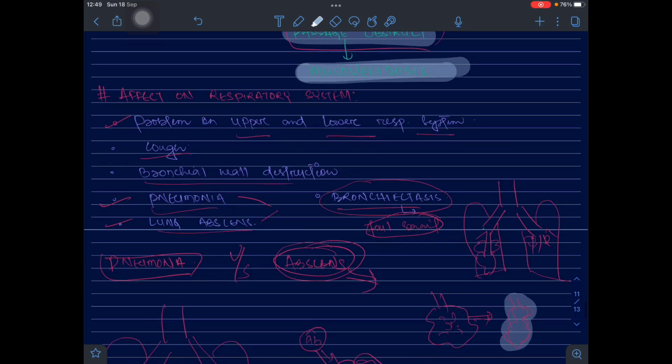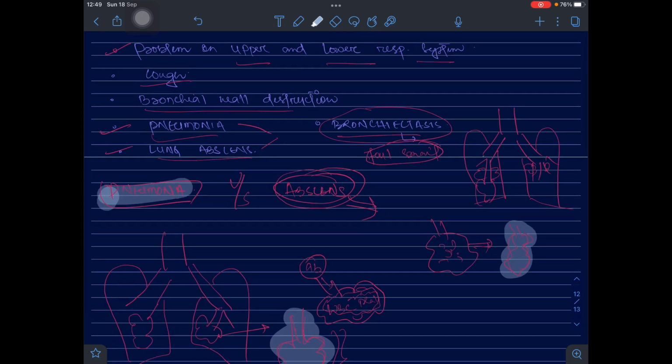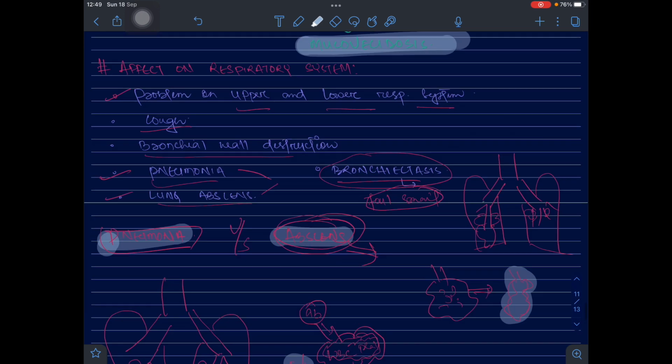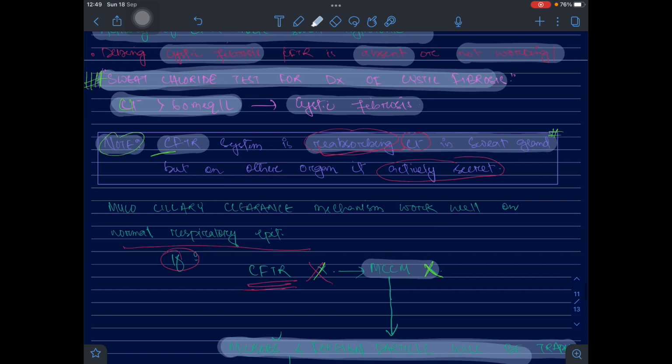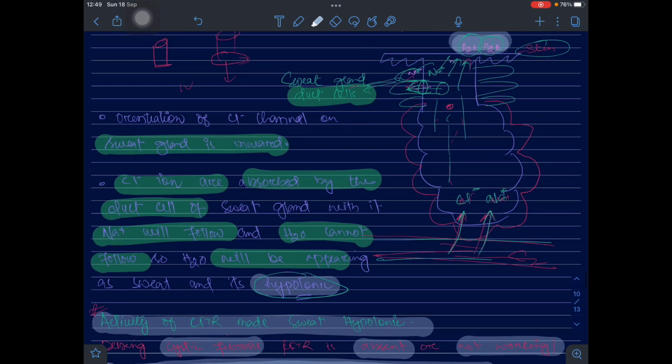Okay, things to be remembered here. We have talked about the difference between pneumonia and lung abscess. We have also talked about bronchiectasis, that there will be very foul smelling sputum in this patient. So I think we are clear with this topic, cystic fibrosis, guys.